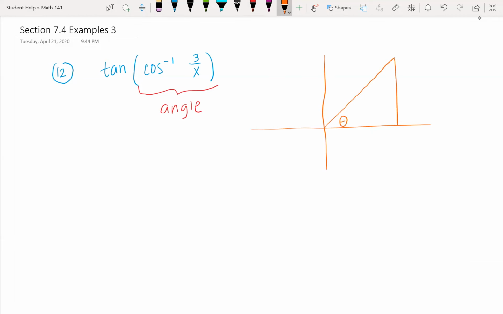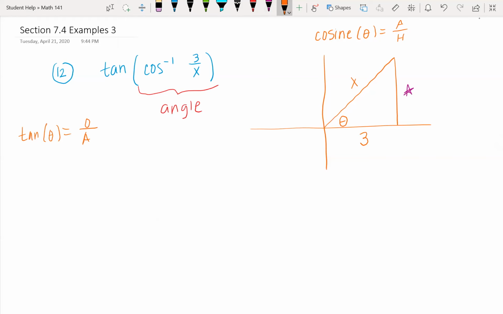We don't know what the angle is. Let's call it theta. We know that cosine of theta is the adjacent side over the hypotenuse. So we'll say that the adjacent side to the angle is 3, and we'll say that the hypotenuse is x. We're being asked to find the tangent of this angle, and tangent is opposite over adjacent, right? So we need to figure out what the value is over here of this opposite side.